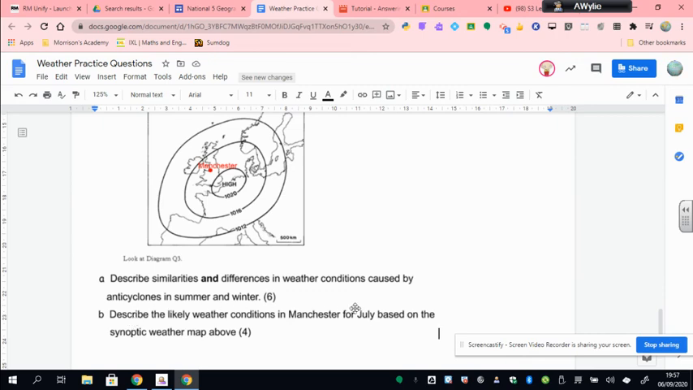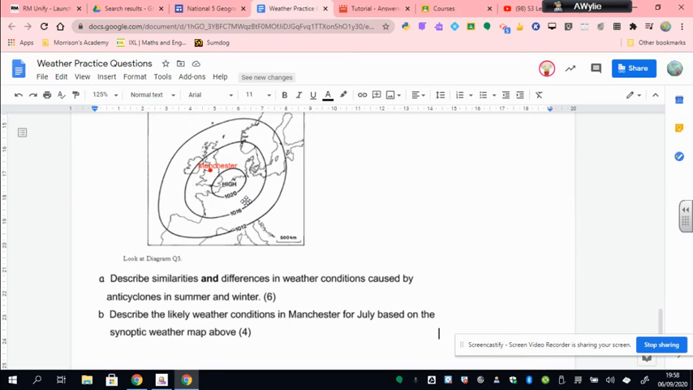Let's have a little look at the second question, because using a lot of the knowledge I've just taught you in the first, you should be able to tackle the second question. What's it going to be like for Manchester in July? Let's pay attention to the month of the year they're giving us, because that's part of our answer. So in July, it's going to be very hot because it's an area of high pressure, and therefore there's no clouds to block out the sun.